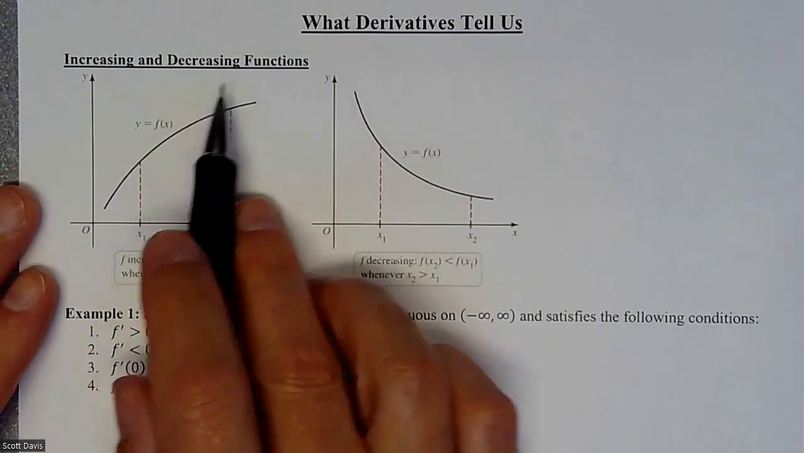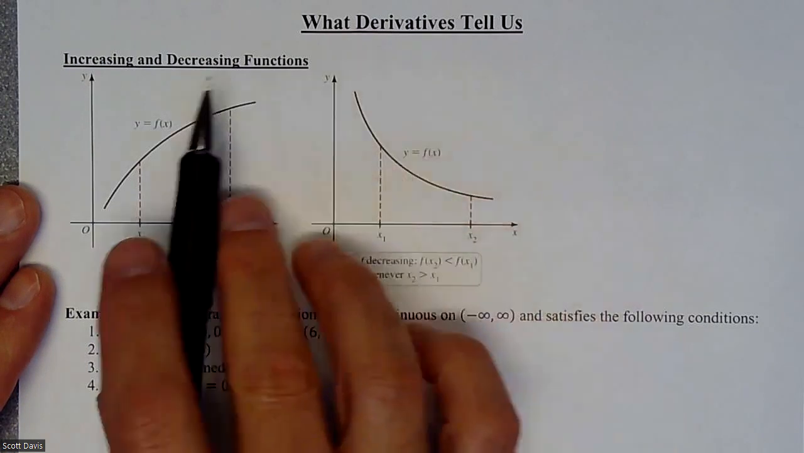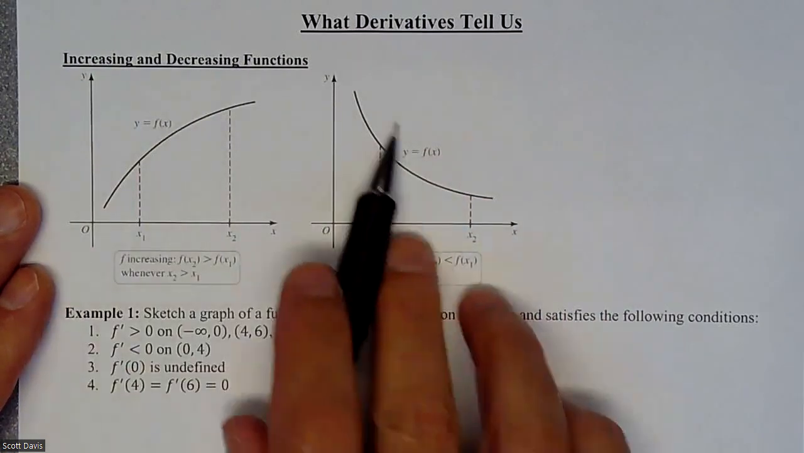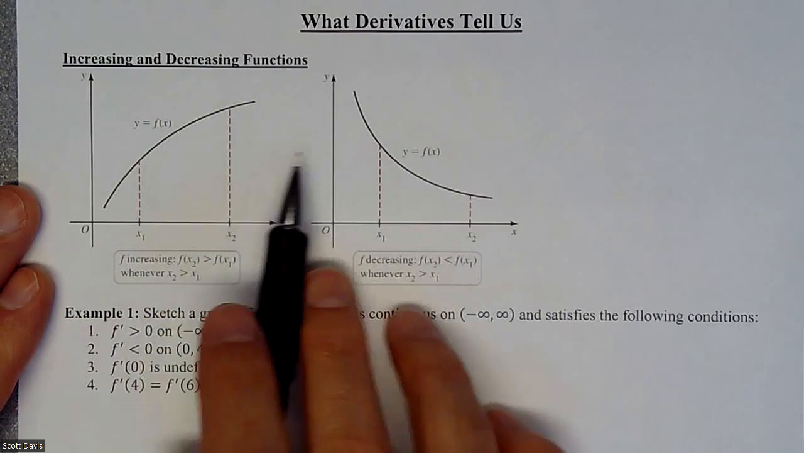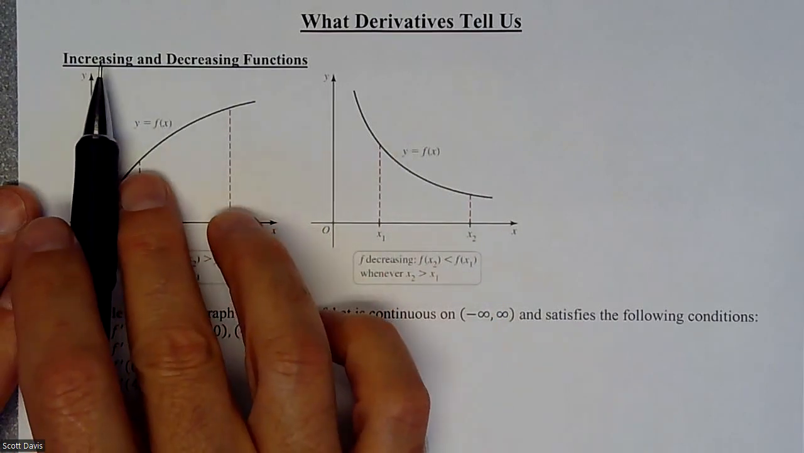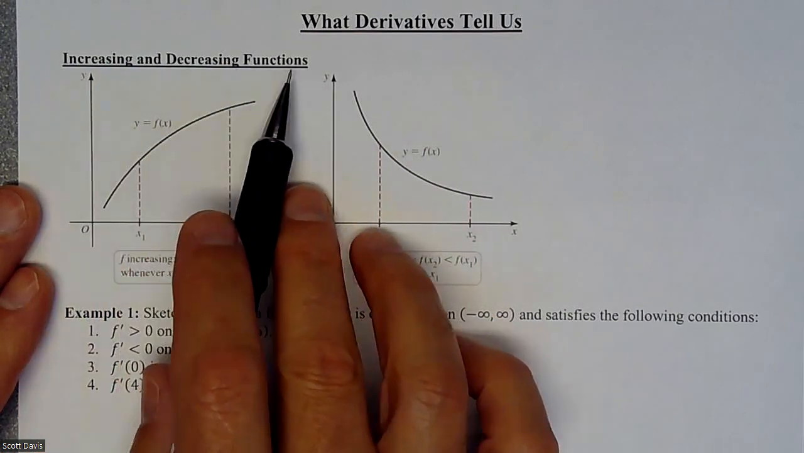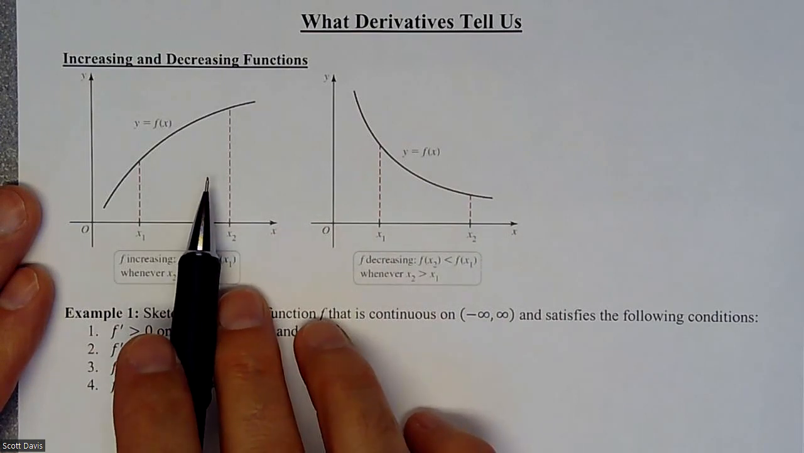In this lesson, we're going to start talking about what the derivative is going to tell us. It's going to give us some hints and information about our graph and the direction that it might be going, such as pieces that are increasing or decreasing on our graphs. So remember that the derivative tells you about slope.